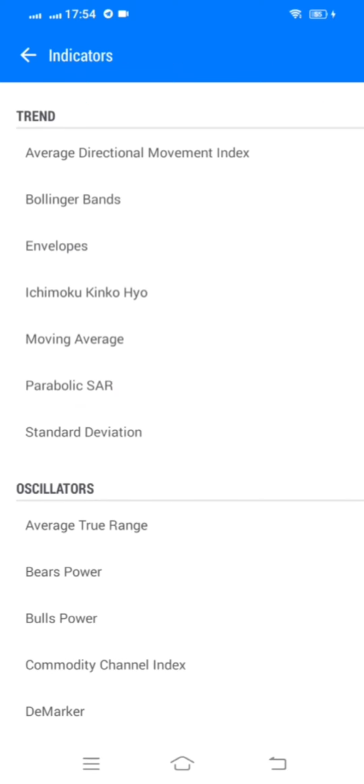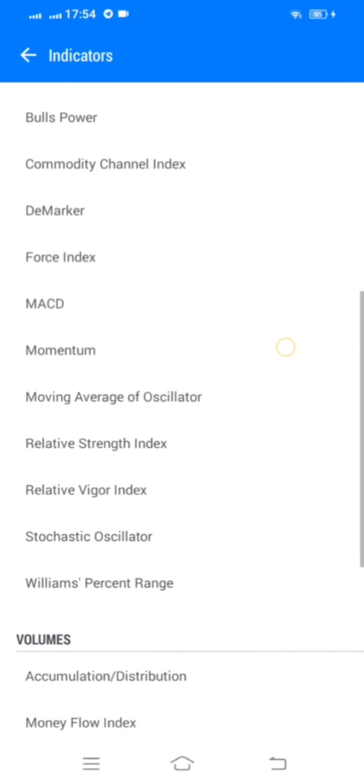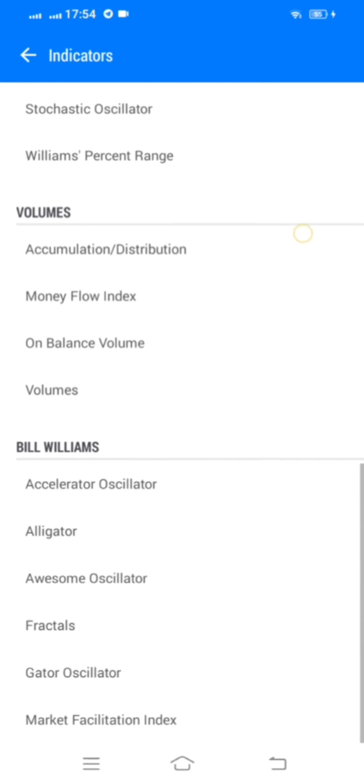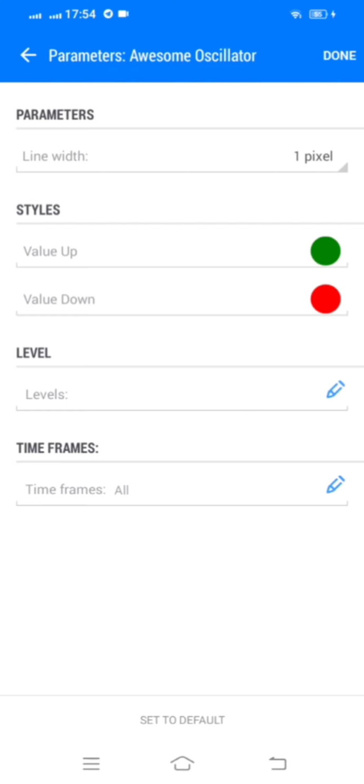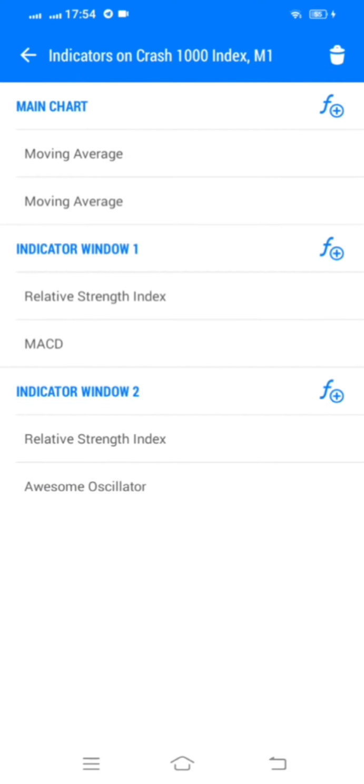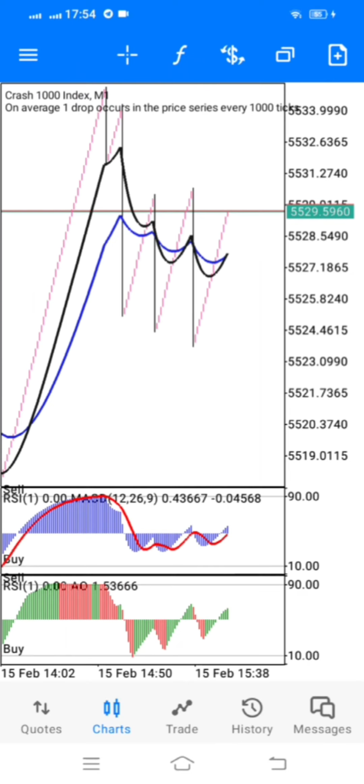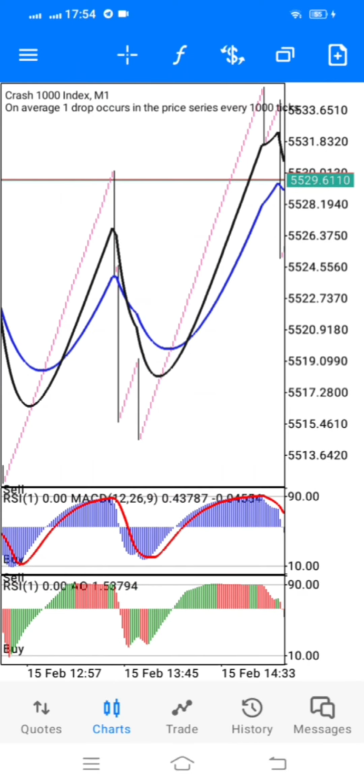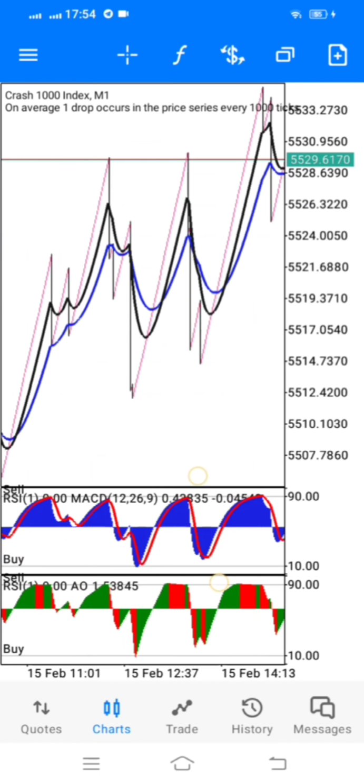And then we are going to look for the awesome oscillator, just over here. The default settings we're going to leave as is, and we're going to click on done. So this is what your chart should be looking like at the moment.